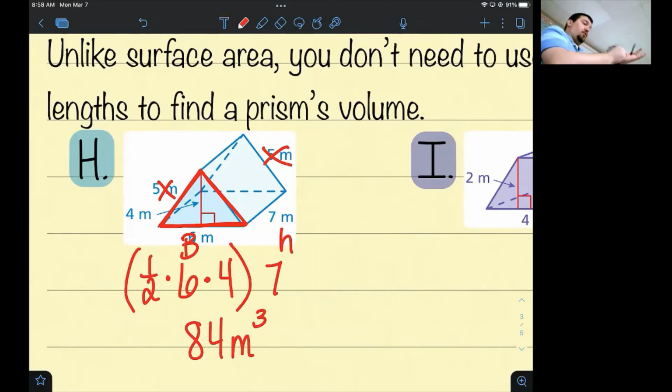Because it's all multiplication, you could do it all in your calculator in one step. Unlike surface area, which you have to do in different steps because you're adding them together. So as long as your work paper has that work and that answer, I don't care if you do any simplifying or anything else.